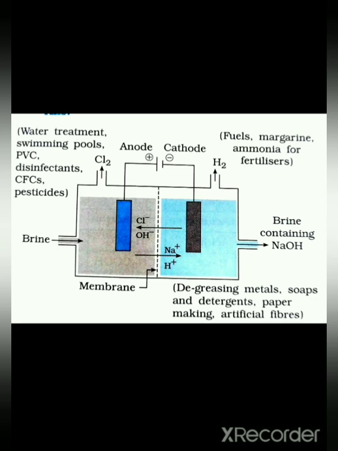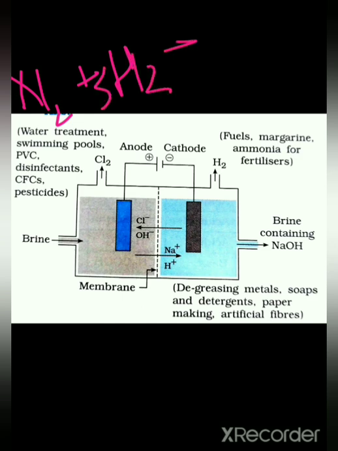Then this hydrogen gas can be used in the formation of ammonia. As we know, ammonia is a fertilizer which is used in the agricultural field and also in different industries. Formation of ammonia by Haber's process. For that we require hydrogen. So in this process, gaseous nitrogen and gaseous hydrogen are used to form NH3. Here we are taking N2 plus 3H2, and it will give 2NH3. So these are the uses of hydrogen.